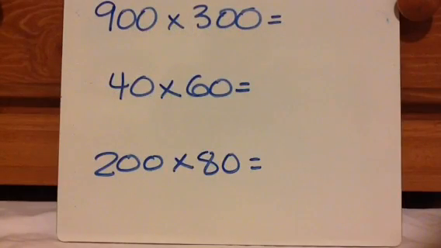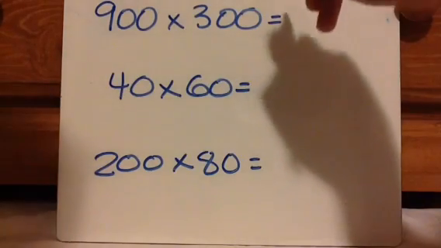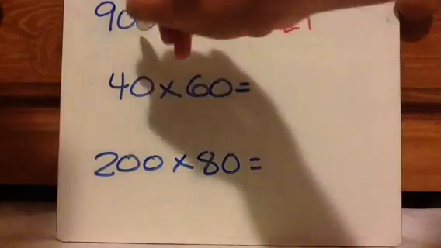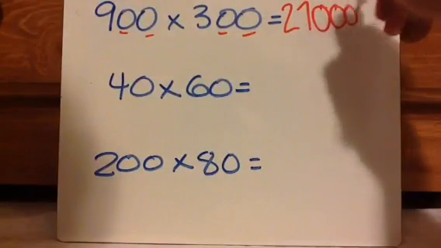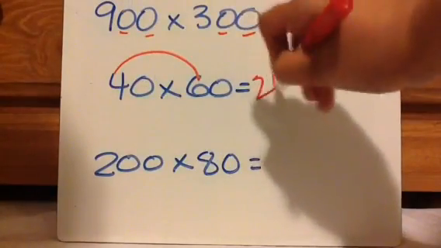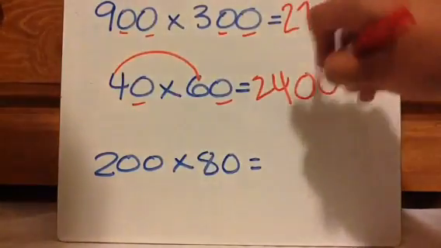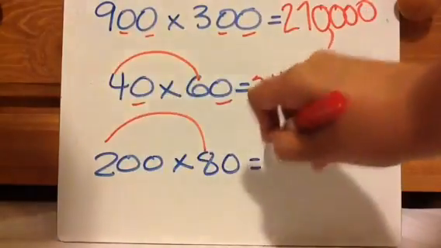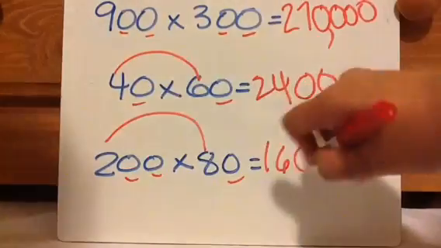Last 3 questions. Press pause and solve. Press play when you're ready to check. Alright, 900 times 300. 9 times 3 is 27. 4 zeros. 4 times 6 is 24. 2 zeros. 2 times 8 is 16. 3 zeros.